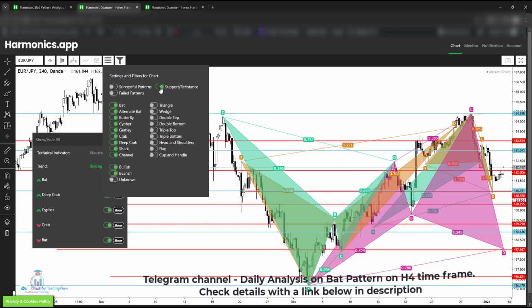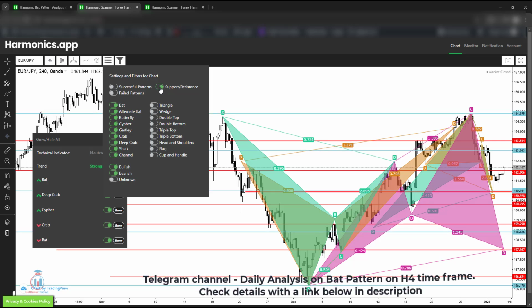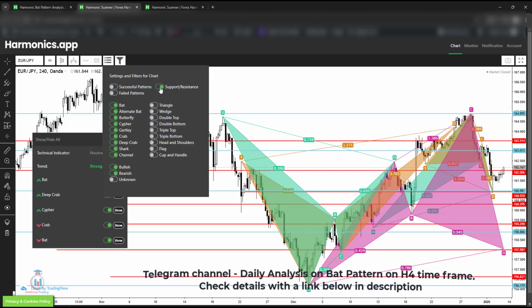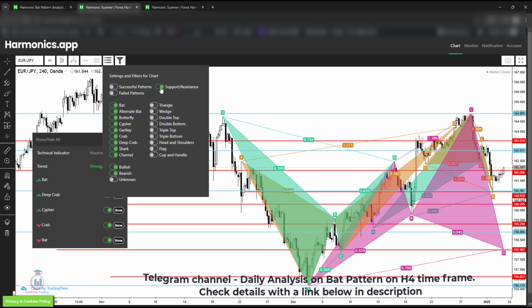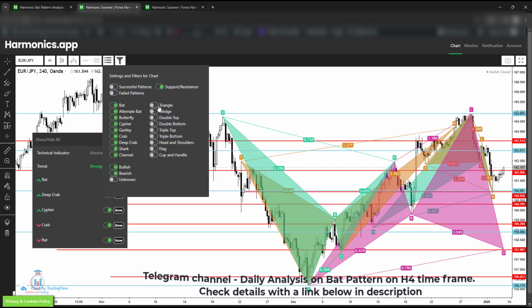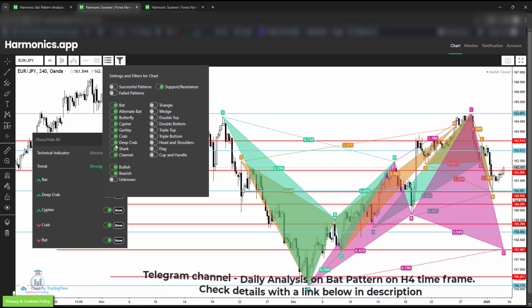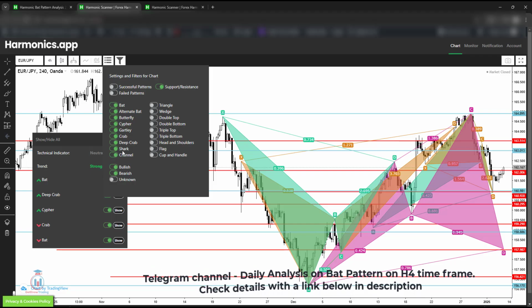You can also have support and resistance levels. These are the blue lines. You can see when I activated them. If you do not know how to put support and resistance levels, you can use this one from the Harmonic SAP. And here are all the patterns that you would like to have on the chart. I have completely deselected these, so I have only allowed these ones.